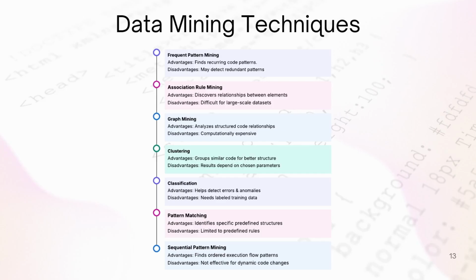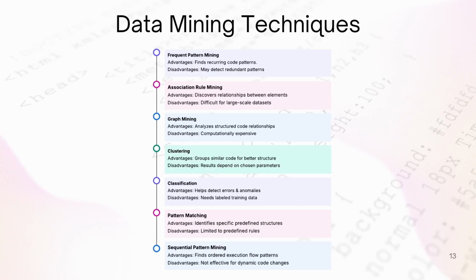Clustering groups similar code structures together, which is useful for detecting refactoring opportunities. Pattern matching compares code segments to predefined templates. It is commonly used in bug detection. And sequential pattern mining identifies common execution sequences in the code. Classification labels code segments based on learned features, often used in defect prediction.